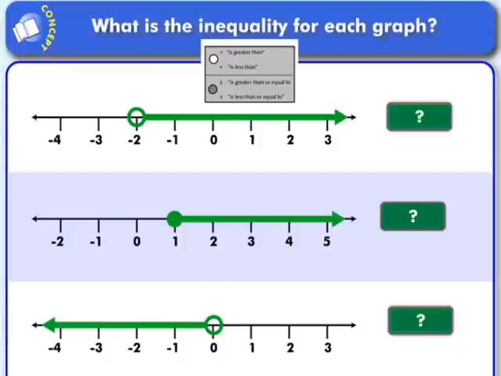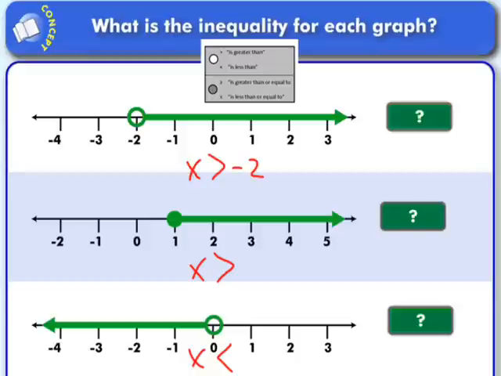Okay, so here we have 3 graphs, and we're going to try and determine what the inequality is based on the graph. Well, on all 3, I'm going to start with my x. The first 2 graphs are pointing to the right, so I'm going to have the arrow in my inequality also pointing to the right. The last one points to the left. The first number is an open circle. It's open on negative 2.